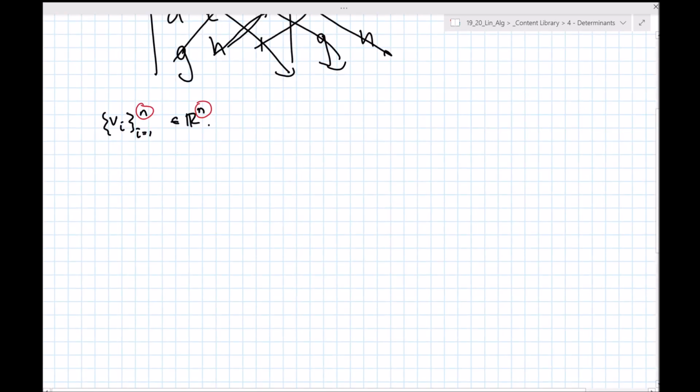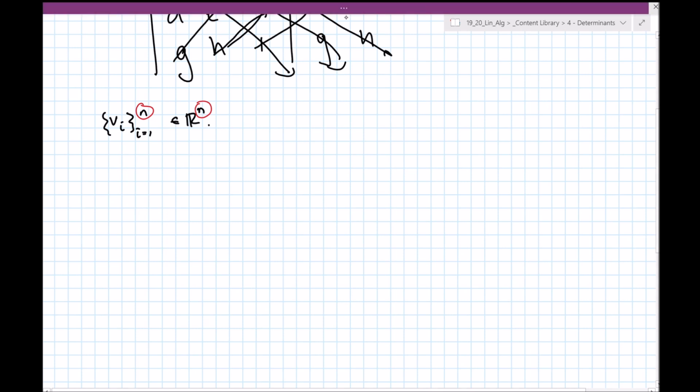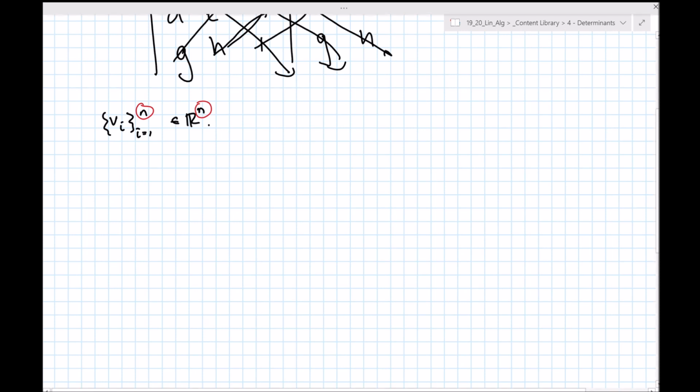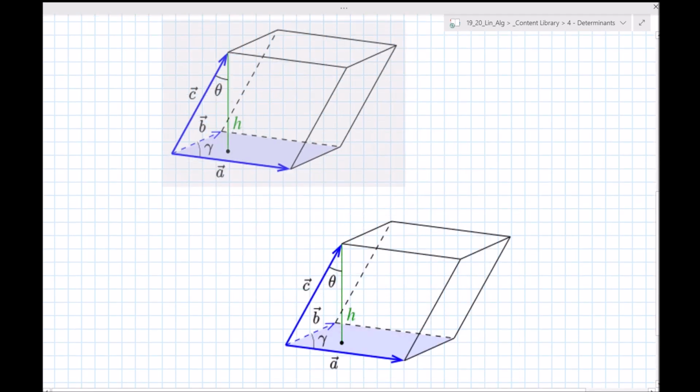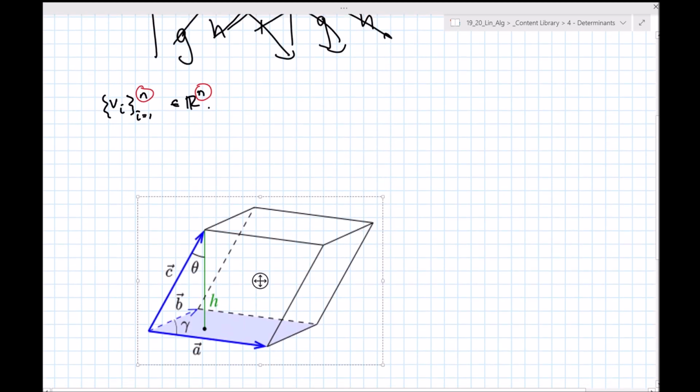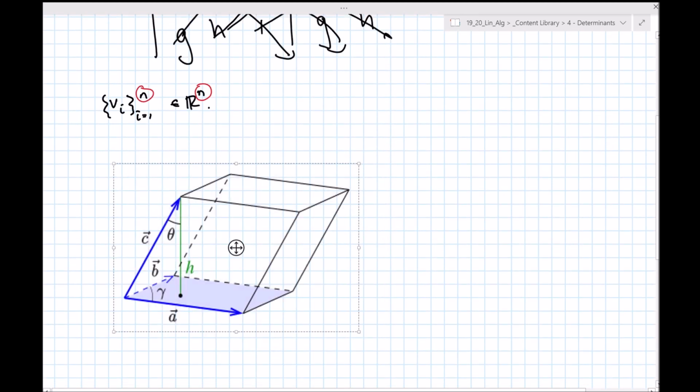N vectors, n-dimensional space. And what I want to talk about is this idea of a parallelepiped, which is a very weird thing, but actually I've got a picture of it right here. Any collection of vectors is going to define a sort of generalized parallelogram. So if I had two vectors in R^2, maybe one of them looks like this and one of them looks like that. This will be vector 1 and vector 2.